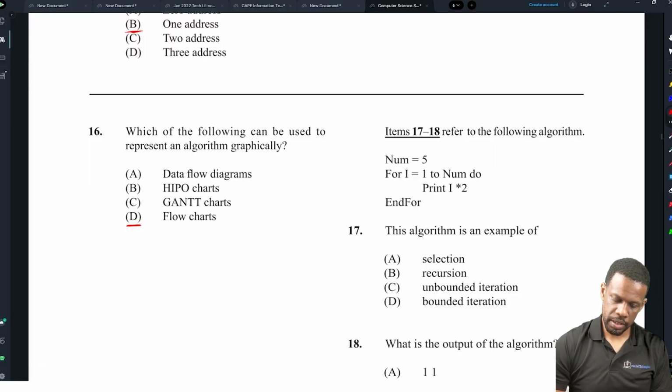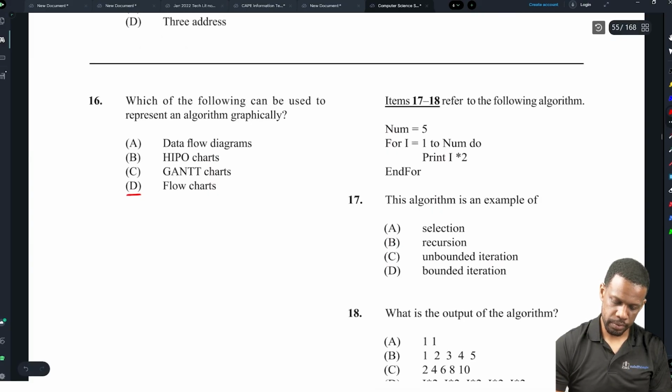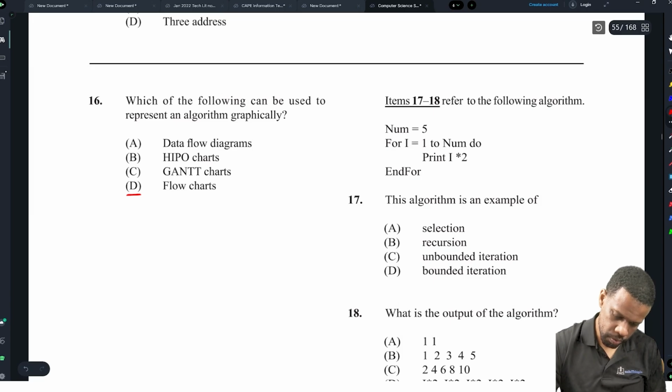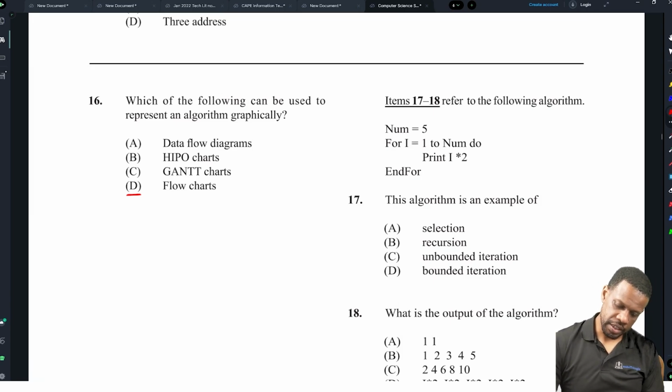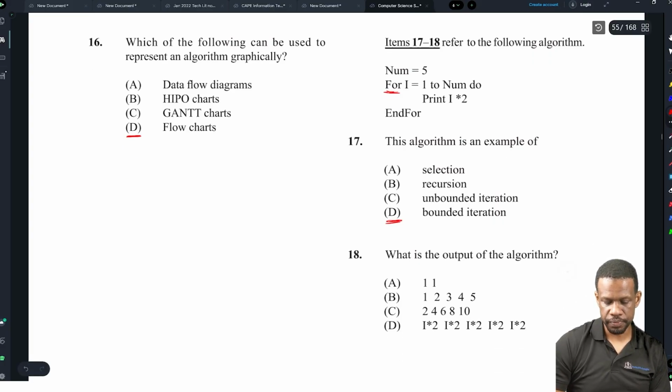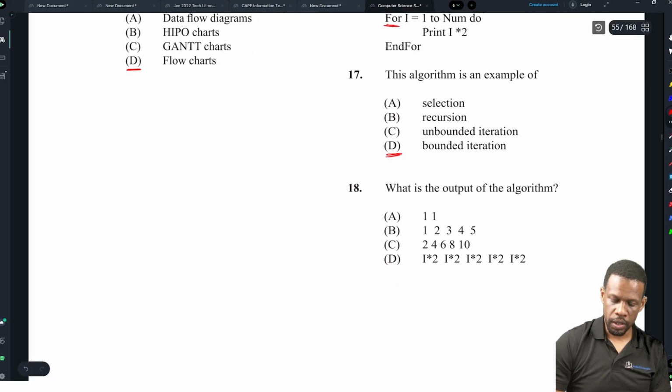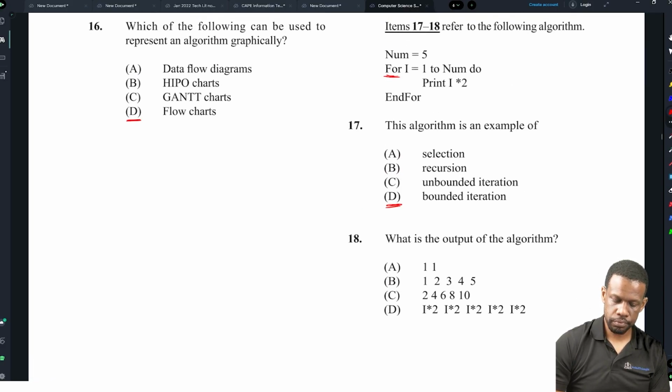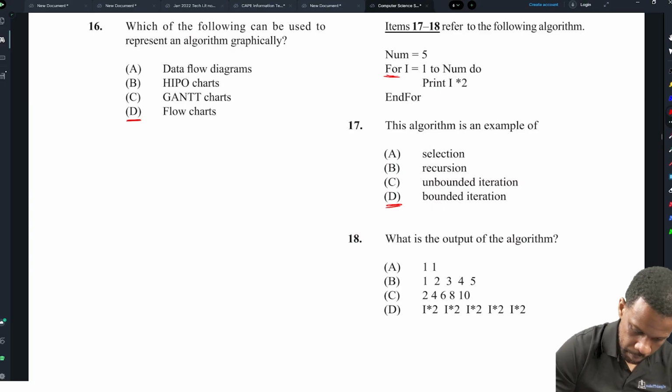Refer to the following algorithm: num is equal to 5, for I is equal to 1 to num, do print I multiplied by 2. This algorithm is an example of a bounded iteration because it's a for loop. For loops are bounded. They know when they're starting and when they're finishing, while while loops are unbounded. What is the output of the algorithm? Nani? 1 to 5 will print I multiplied by 2.